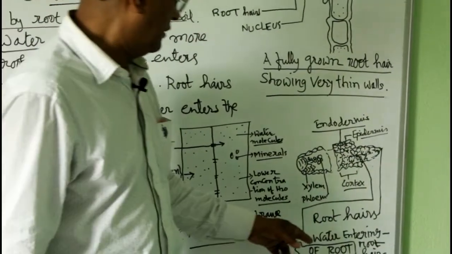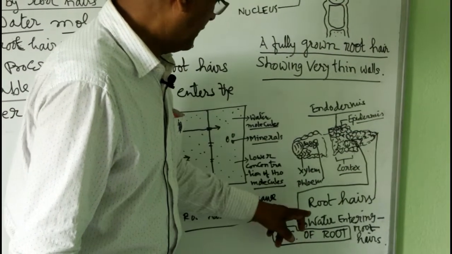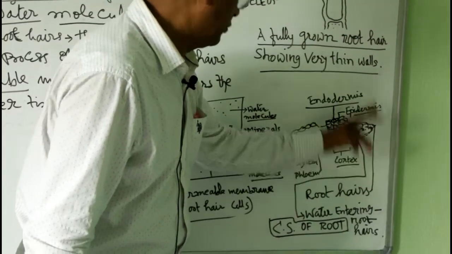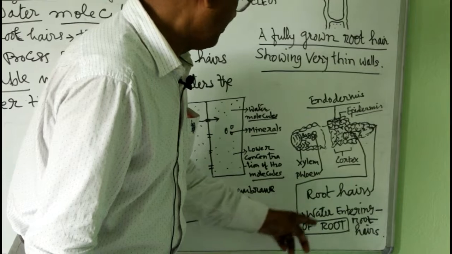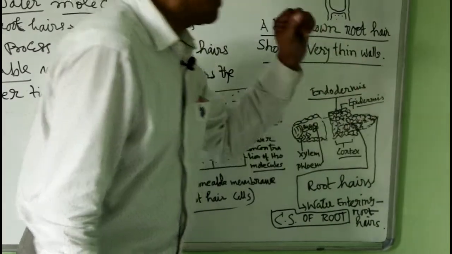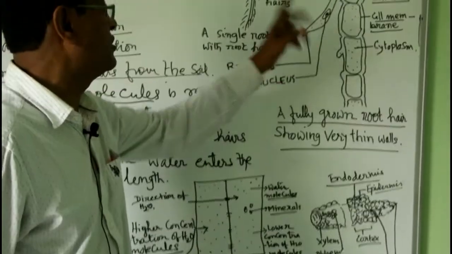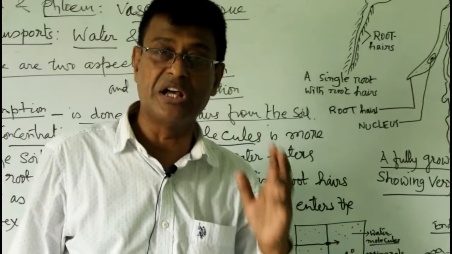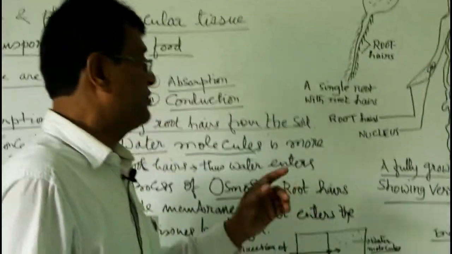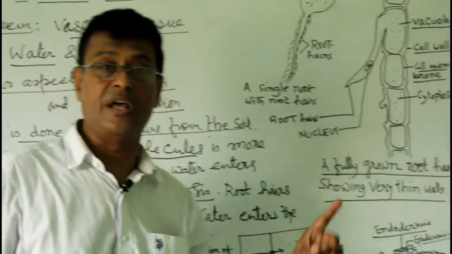Here you see the root hair is given, and the water enters through the root hair. The root hairs are very thin. They are single cell, that means unicellular, and they have a single nucleus.